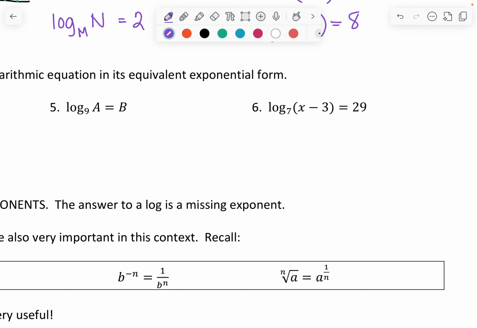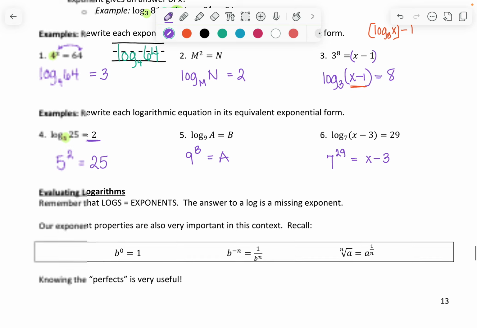Okay, take a second to pause your video and try numbers 5 and 6, and I will come back in 2 seconds with those answers. So you should get 9 to the b equals a, the base is 9, and logs equal the exponent. And then here I should have 7 for the base, 29 for the exponent, equals x minus 3. Now you can leave that in parentheses there if you want or not, because it's just one side of the equation. So that is just fine, okay?